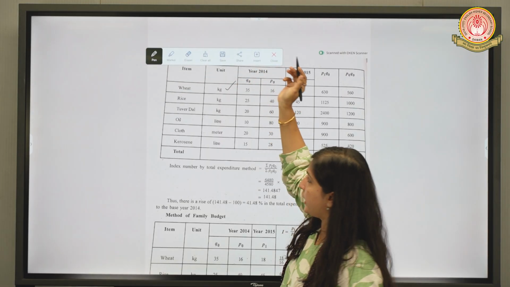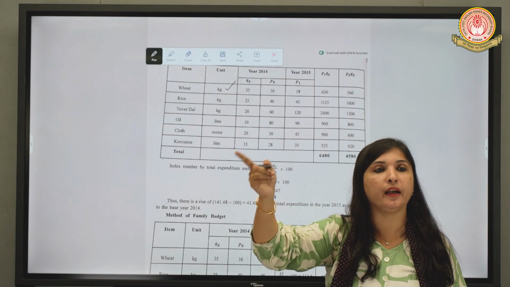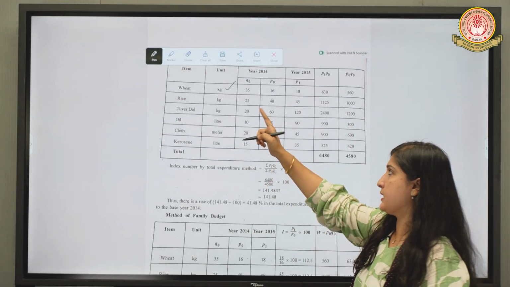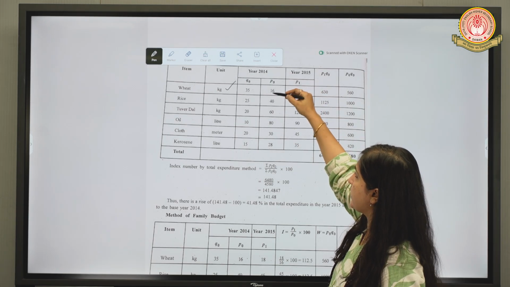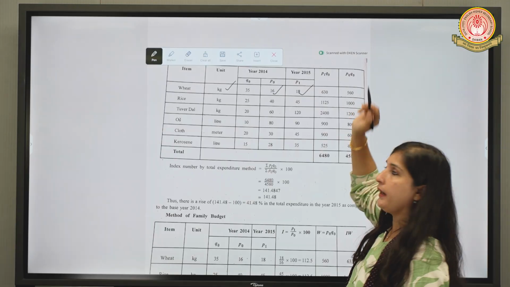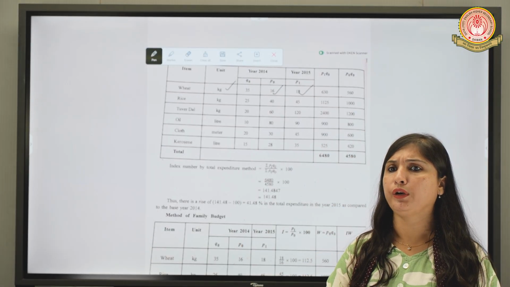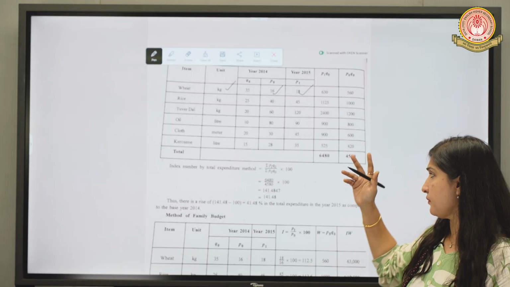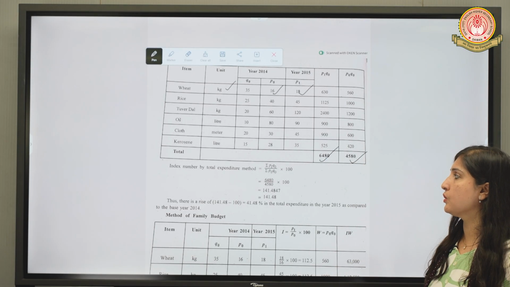This we converted into kg. So here we wrote kg instead of quintal. Why? Because we converted the quintal into kg. That's why we wrote kg over here and this price got divided, and that is why 1600 divided by 100 we got the answer 16 and 1800 divided by 100 we got 18. For all the other items there was no need of any conversion, right? So without conversion we completed this P1 Q0 and P0 Q0.